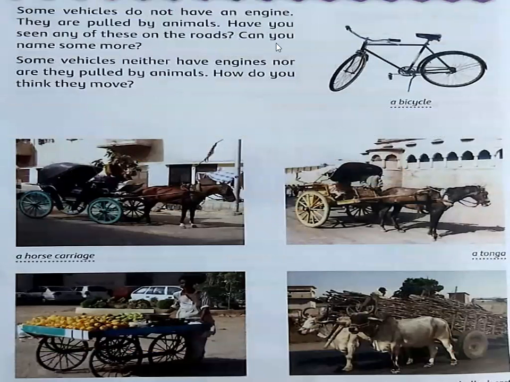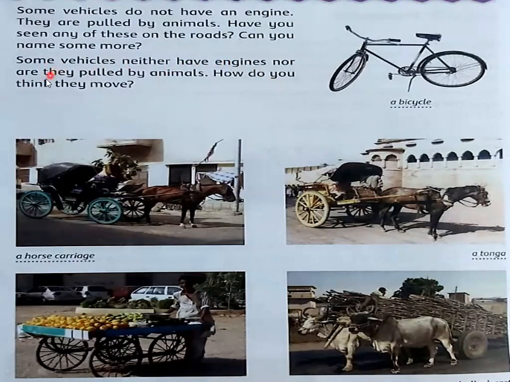Next page is some vehicles do not have an engine. Like here you can see that this is a horse carriage, this is tonga, this is hand cart, this is bullock. They are pulled by animals. Have you seen any of these on the roads? Can you name some more? So I think you have seen these animals.